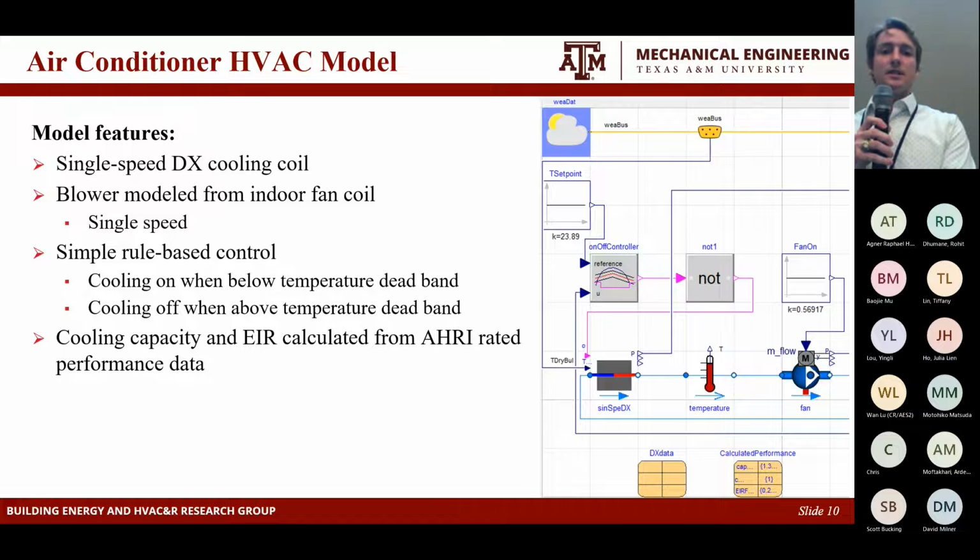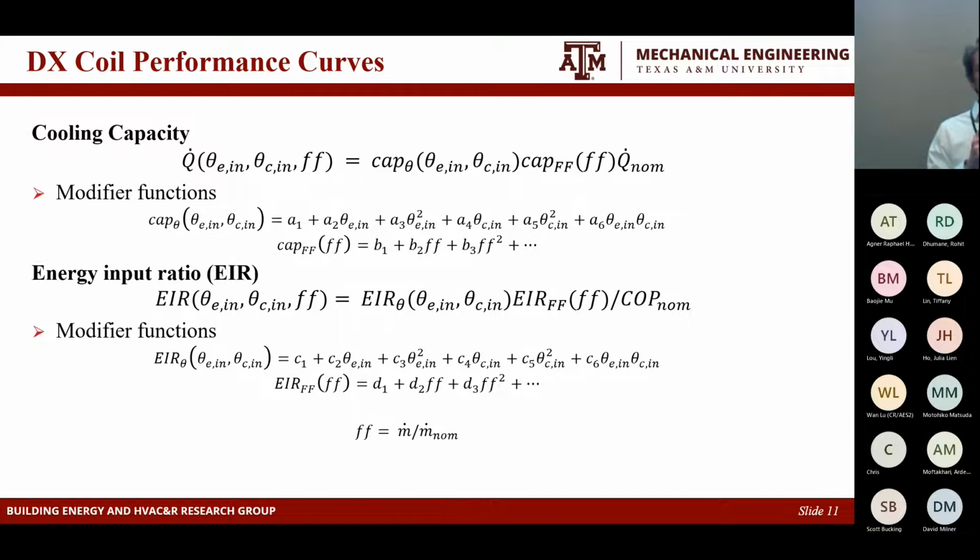And so to do this, we actually need to find the AHRI rated performance data, the catalog data for this equipment. And so moving on here, the cooling capacity function in Modelica, you'll need to specify the cooling capacity is calculated using some modifier functions. So the first modifier function is due to the change in temperature from the evaporator inlet and the condenser inlet. You also multiply that by the modifier function for the changes in flow, and then you multiply by the nominal cooling capacity.